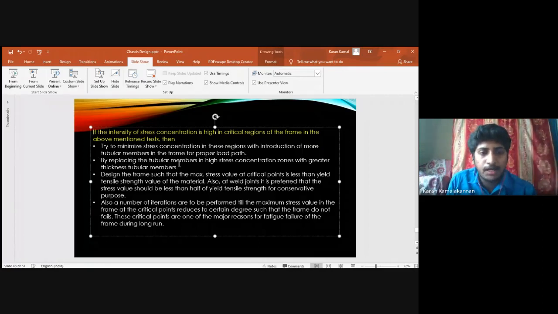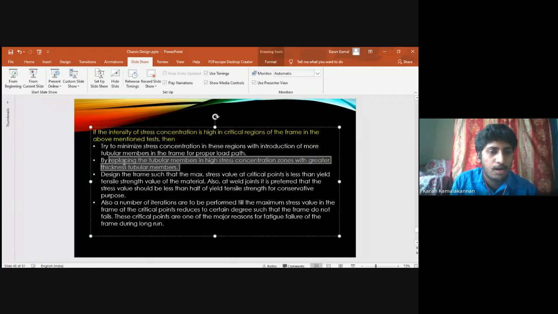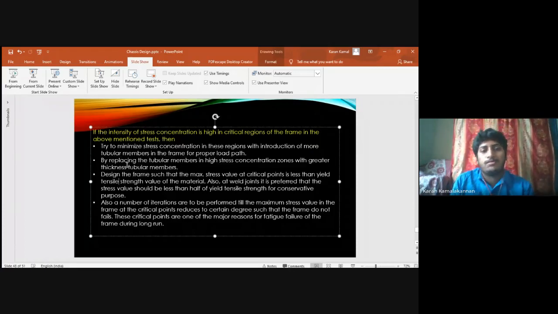And you can replace the tubular member having high stress concentration with one of greater thickness. Yes, if you increase the thickness, naturally you will have more stiffness, so the material will resist deformation, thereby the stress will be less there. Okay, this is crucial for modal analysis, I think. This is one of the things we can solve using modal analysis.